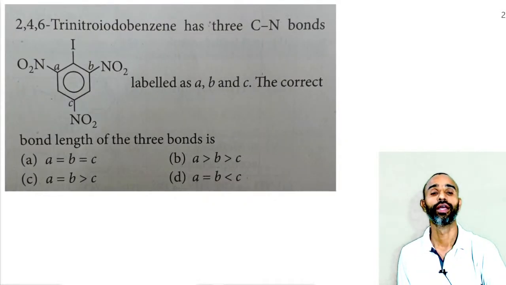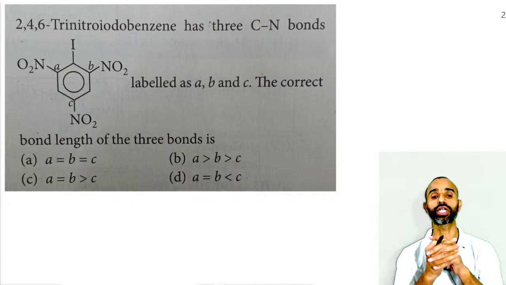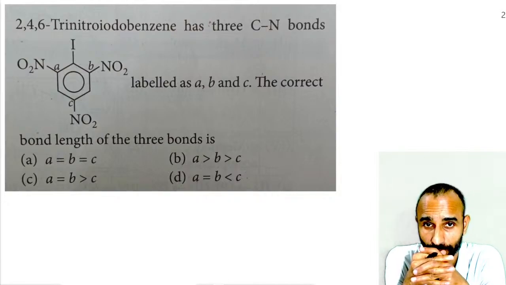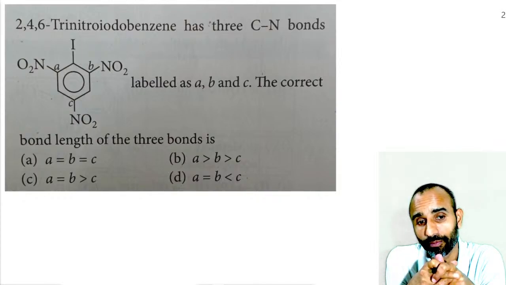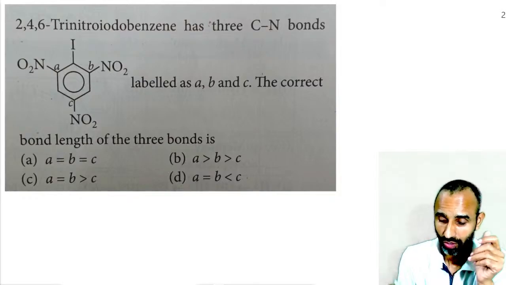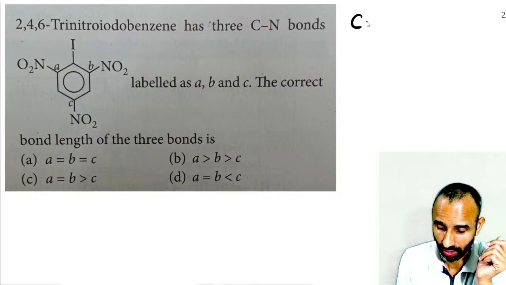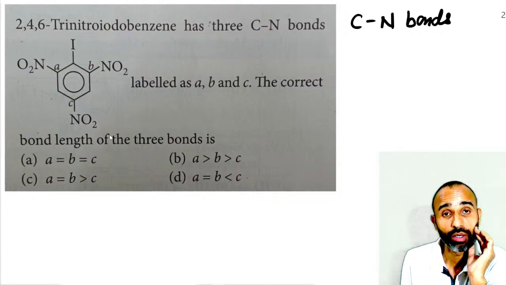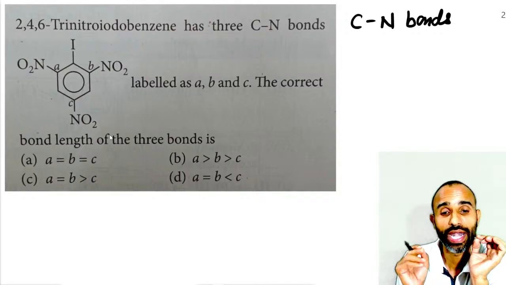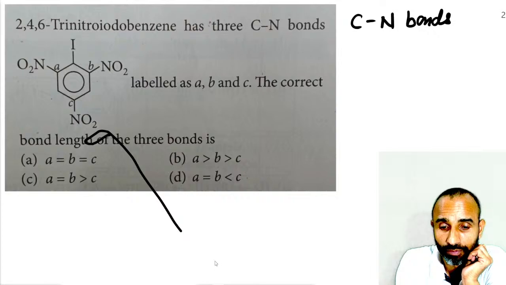Yes. In 2,4,6 trinitro-iodobenzene, there are 3 CN bonds. What is it? 3 CN bonds. They are labeled as A, B, and C. So what is the order of bond length? Okay. Just a second.